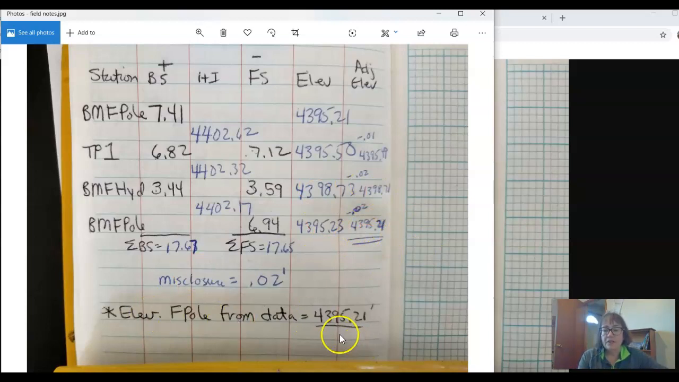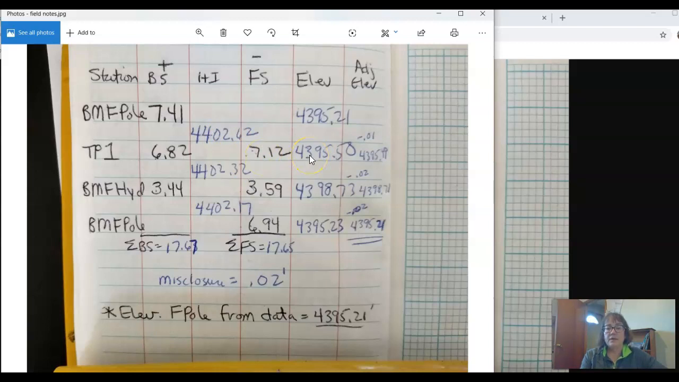But here, I've looked up some ephemeris data, and I found that the elevation of the flagpole is 4395.21 feet, and that would be above mean sea level. So I write that piece of data in here. Then what I do, the HI column is the first column I'm going to calculate, and the HI is the height of the instrument. So basically, if I take the known elevation of the flagpole and add the first back sight, I get the height of the instrument at the first setup. Then, to get the elevation of the turning point, or the temporary point, I would take the height of the instrument and subtract this forward sight.